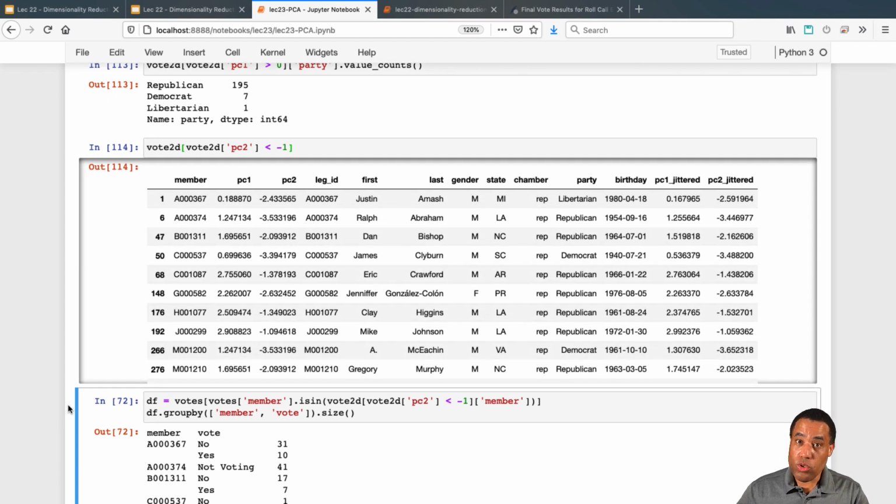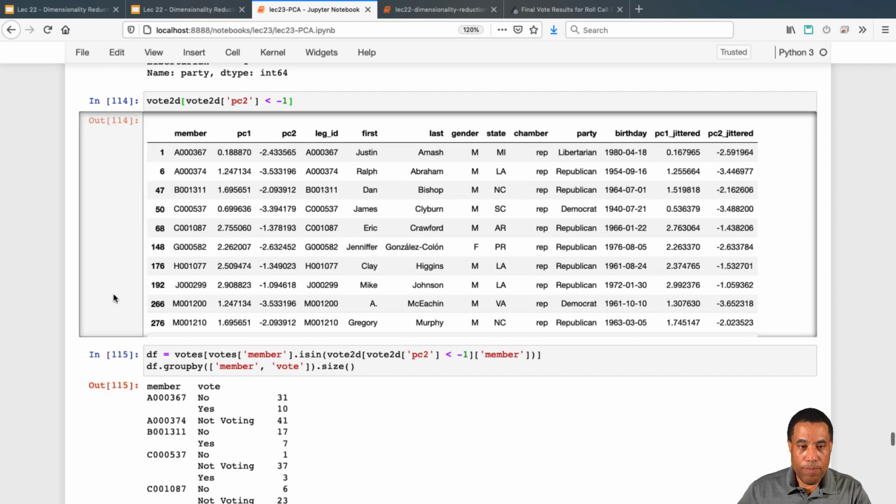But we can also use the data that we have, and we could look at how they have voted. And so if we look at member 367, we can see that they voted no 31 times and 10 times they voted yes. If we look at Ralph Abraham, we can see that, interestingly enough, he didn't vote. He didn't vote 41 times. He missed all of those votes.